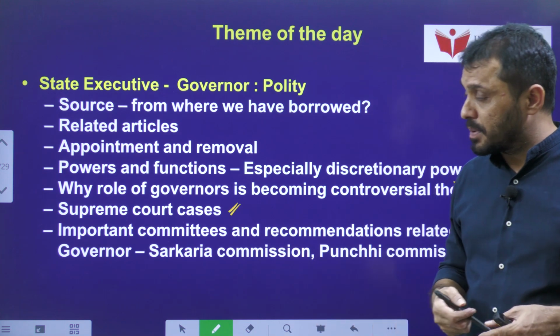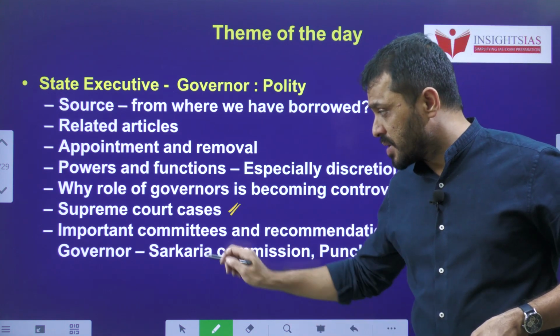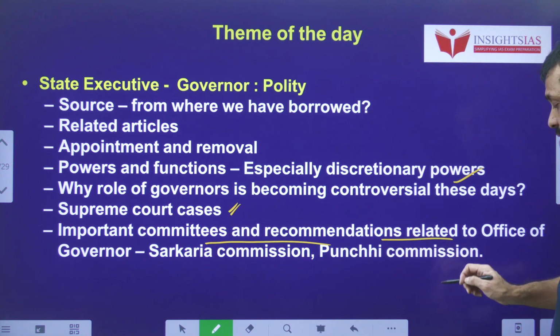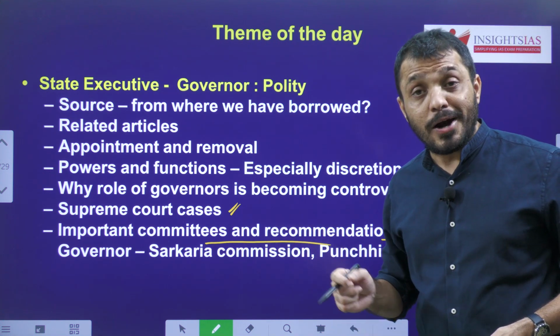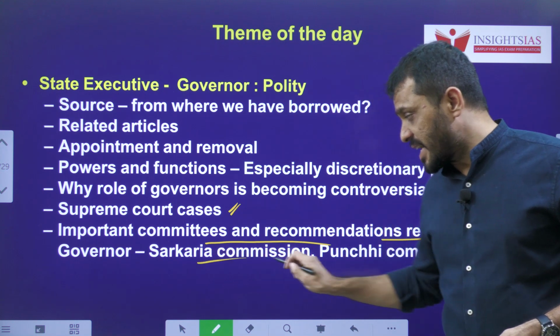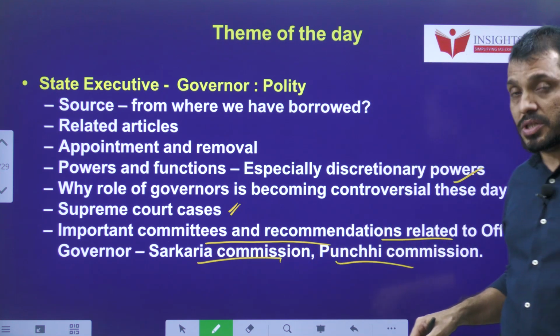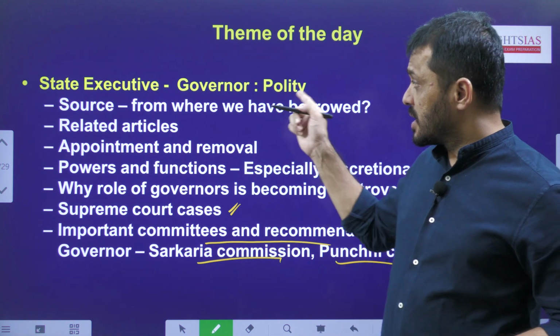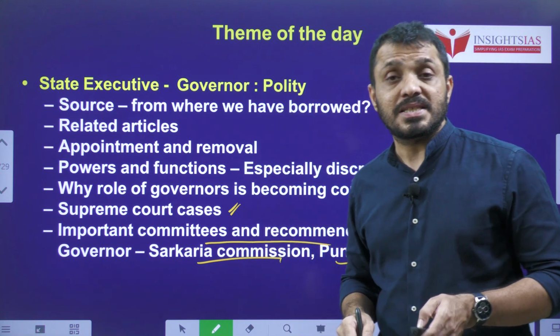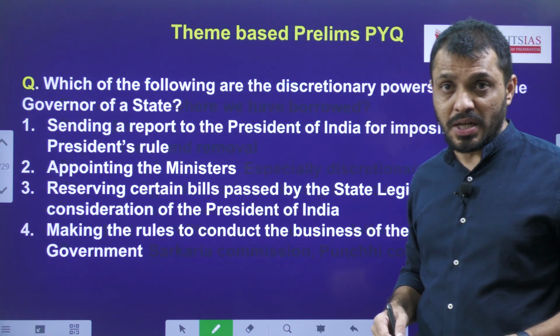Then important Supreme Court cases regarding the governor, important committees and recommendations related to the office of governor. What are the important committees and what kind of recommendations they have given, like Sarkaria Commission, Punchhi Commission. These are the areas you have to focus on, especially when you are referring to the topic of governor. Now let us see some model questions on this particular theme.